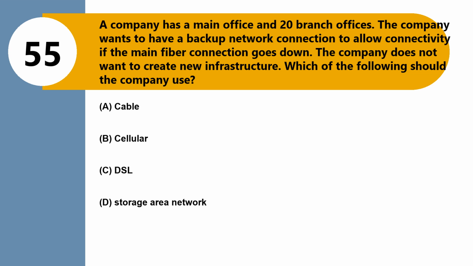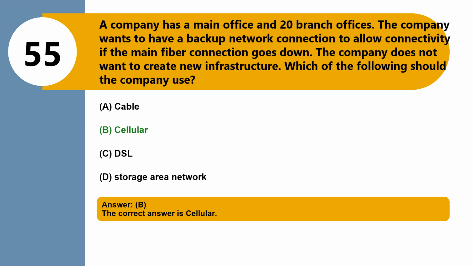Question 55. A company has a main office and 20 branch offices. The company wants to have a backup network connection to allow connectivity if the main fiber connection goes down. The company does not want to create new infrastructure. Which of the following should the company use? Option A, cable. Option B, cellular. Option C, DSL. Option D, storage area network. The correct answer is option B, cellular.